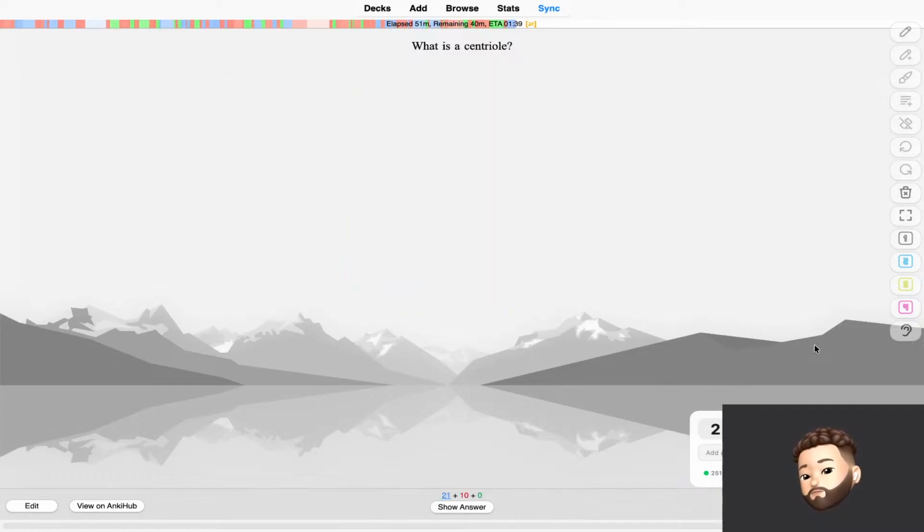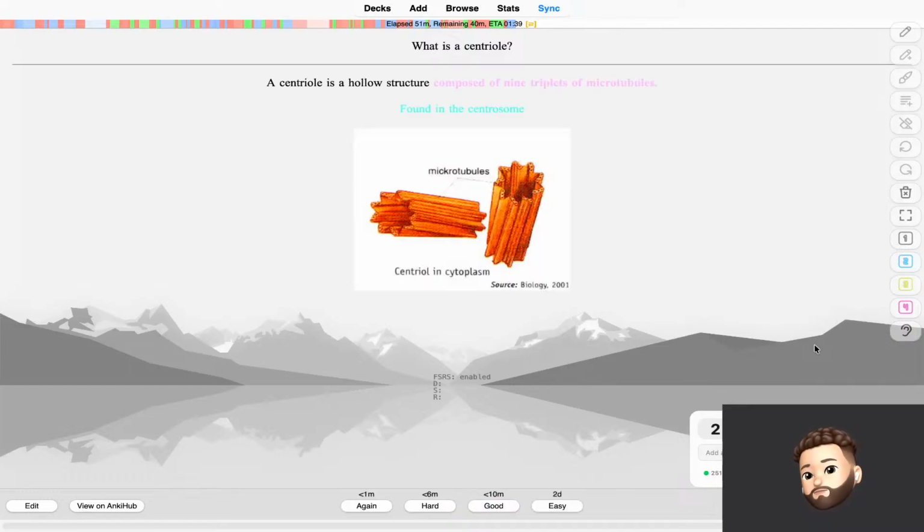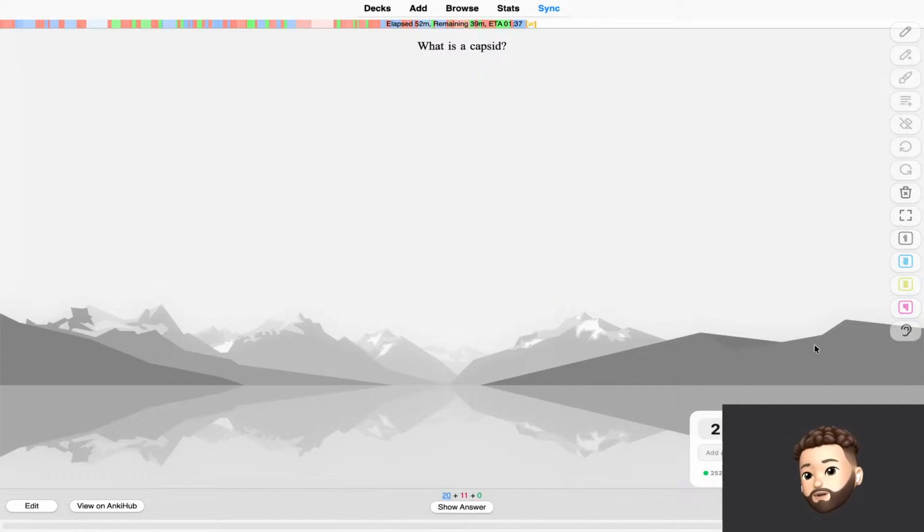What is a centriole? Isn't that like two microtubules together? Oh, a hollow structure composed of nine triplets of microtubules found in the centrosome. Okay, yeah, I'm gonna need the definition for the centrosome again.